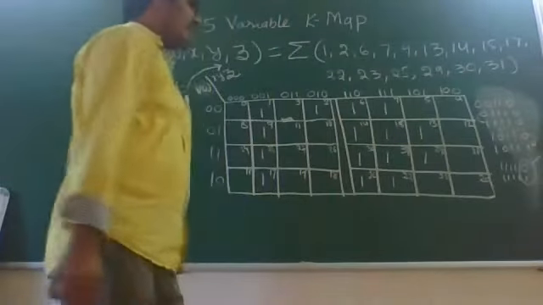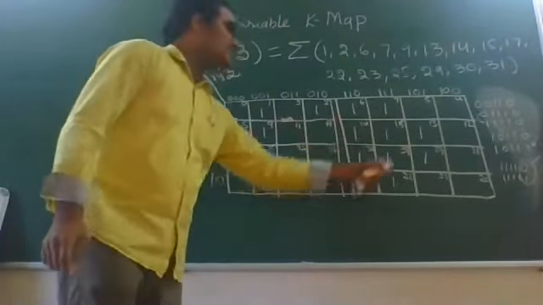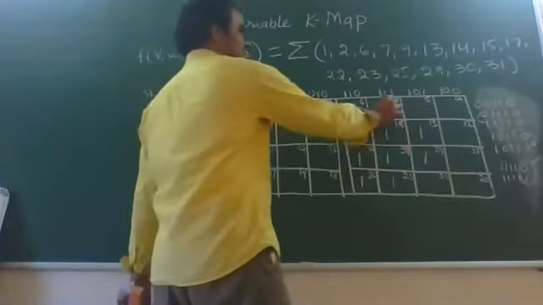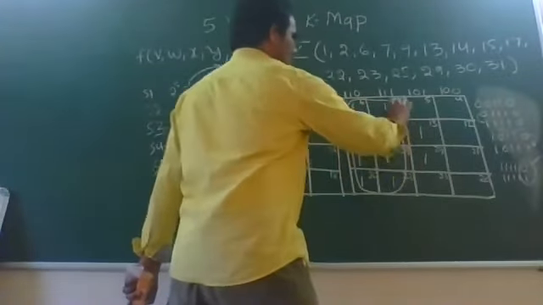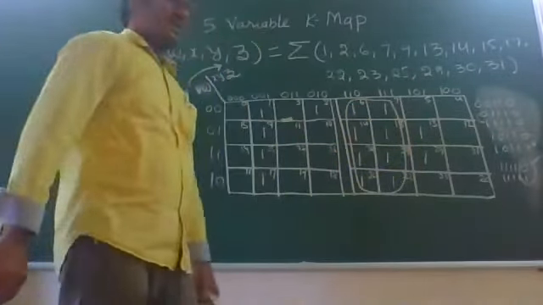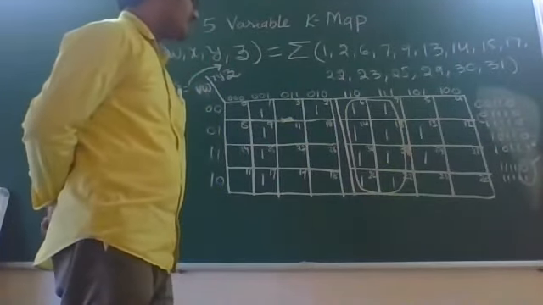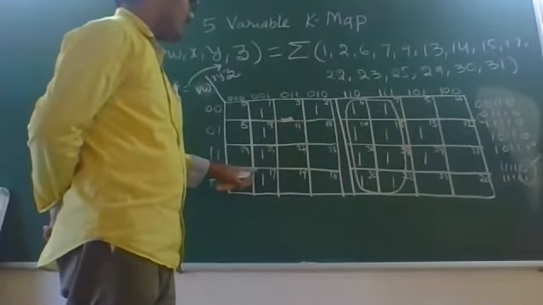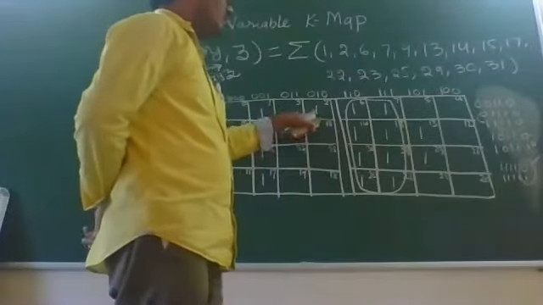So they are adjacent. So what can we form? We can form a subcube of 8 cells. An 8 cell subcube is called an octet. Next, how many minterms are left? We are left with 4 minterms here and 2 minterms here and 1 more minterm here.